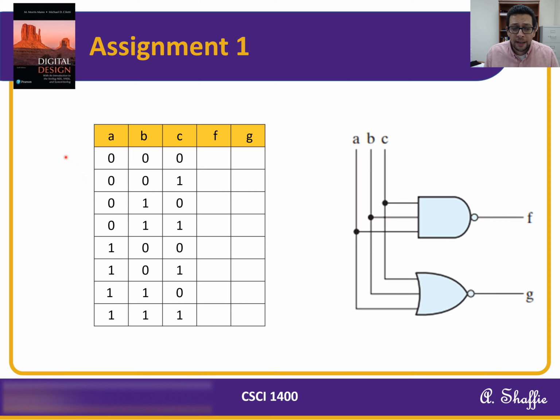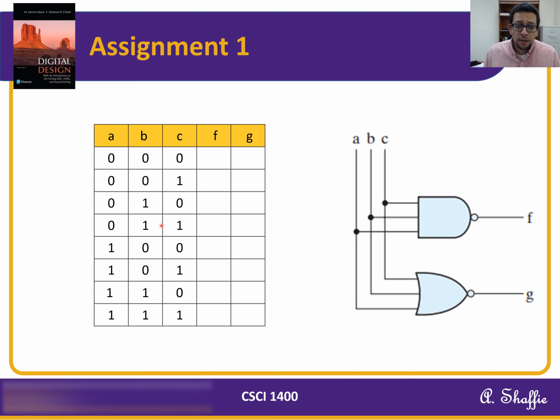So the first one is 0, then 1, 2, 3, 4, 5, 6, 7. What are the values I'm saying? These are the corresponding decimal values for these combinations. 0, 0, 0 is 0. 0, 0, 1 as a binary number, when I convert it to decimal, should be 1.